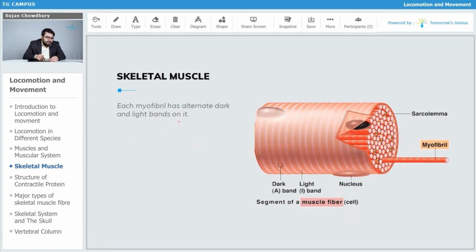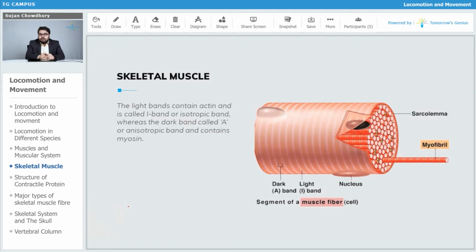Each myofibril has alternate dark and light bands on it. Just what we have discussed. The skeletal muscles are striated. They have striation, so definitely the myofibrils need to have alternate dark and light bands on them. So we are discussing the ultrastructure of skeletal muscles.